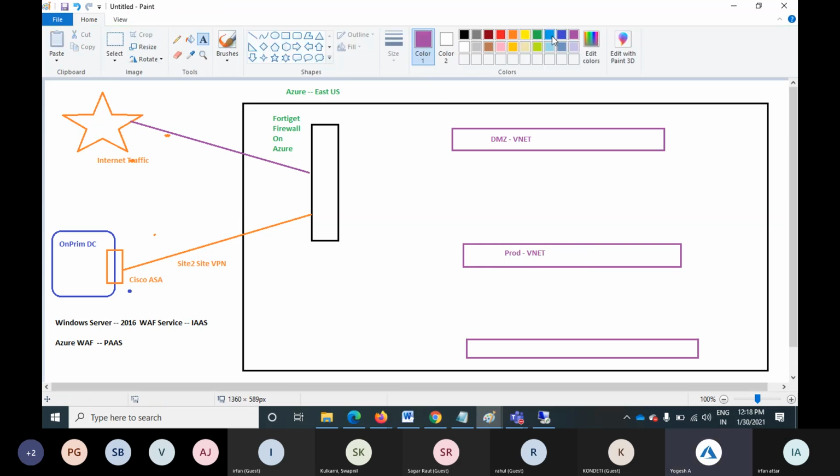Under the DMZ VNet I have all the web servers, which are very critical web servers and are published over the internet. All the web applications or websites we have. So these are my web servers, websites.